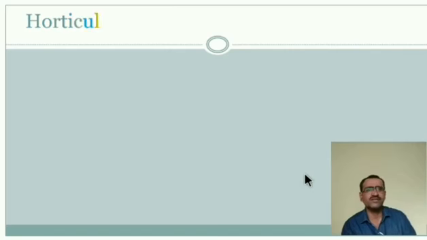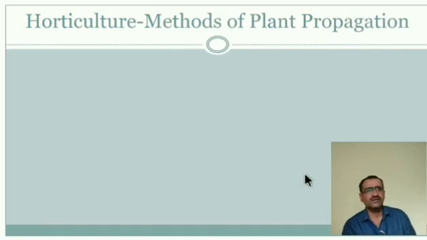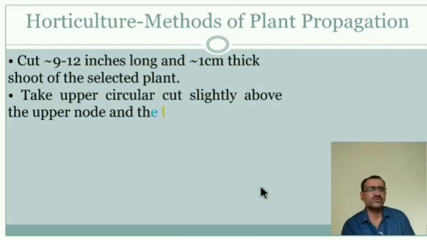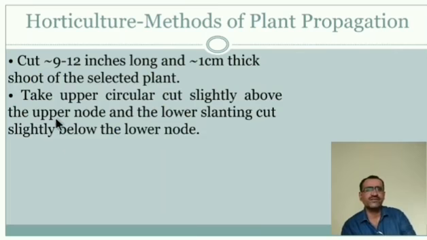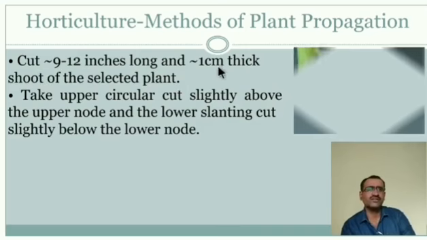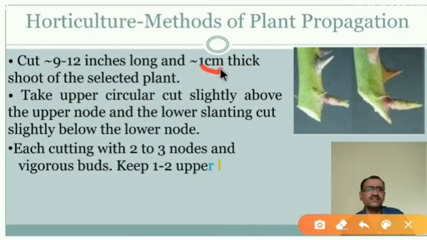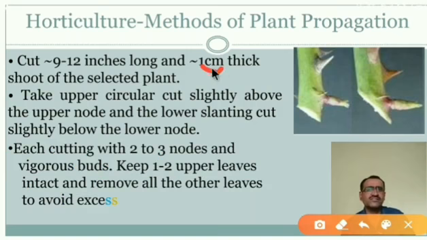Mostly the stem can be cut into different sizes, and they can be used to propagate the plant. When we cut the stem, some precautions should be taken. First, cut the stem 9 to 12 inches long, and the thickness of the stem should be 1 centimeter. Okay, that is the important point here. The size of the stem is 1 centimeter.